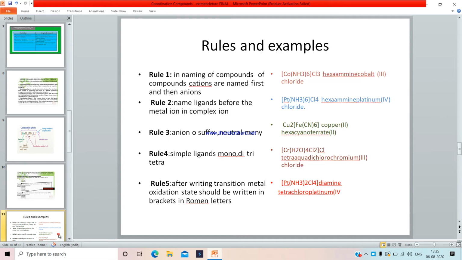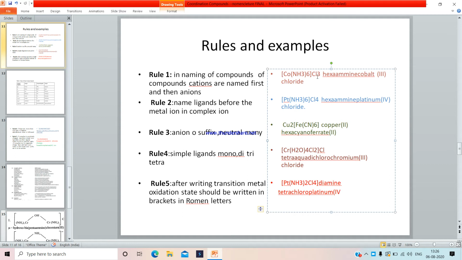Now let us see the rules to follow in order to name the coordination compounds. The first rule: while naming coordination compounds in general, the cations are named first and the anions are named next. What are cations? Cations are nothing but positively charged groups. In this example, Co(NH3)6 is the cation, and Cl3 is the anion. In naming, cations are named first and anions next.